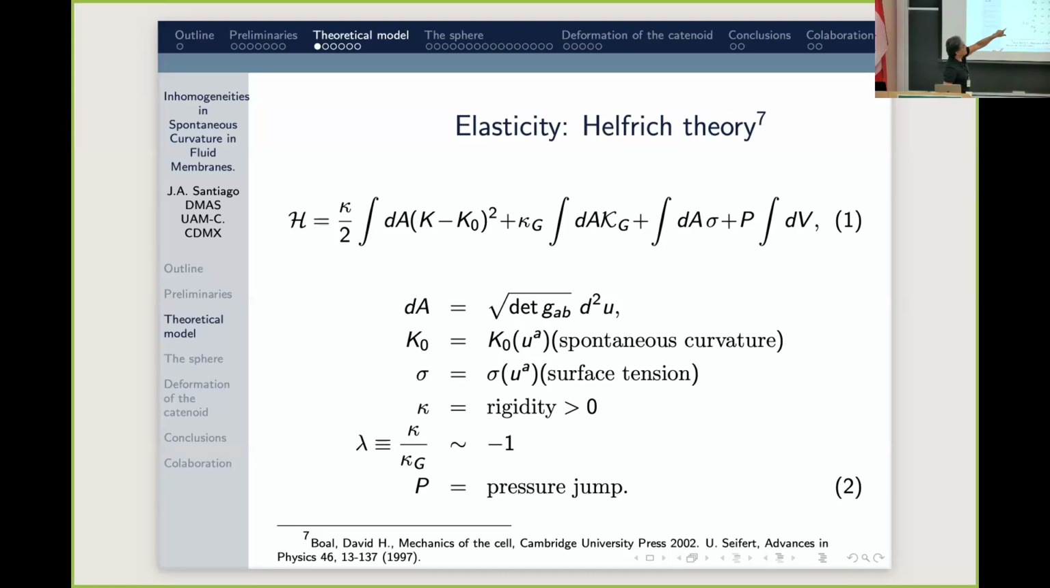P is the pressure jump. Sigma, the surface tension. We have the Gaussian curvature, and two phenomenological constants, the rigidities. Okay? Then the point is to obtain the functional derivative of this Hamiltonian to obtain the Euler-Lagrange equations, the equilibria, okay?